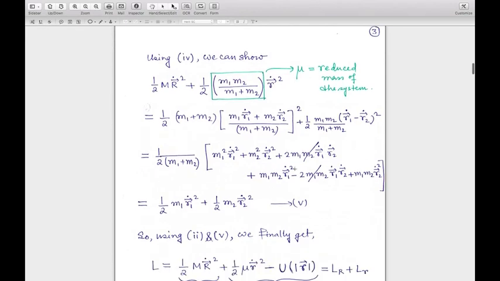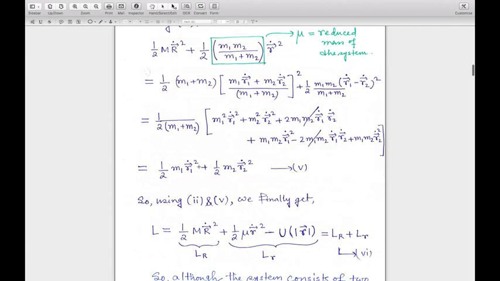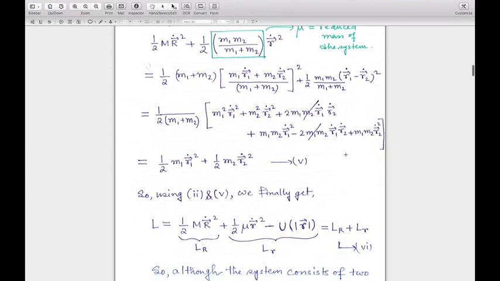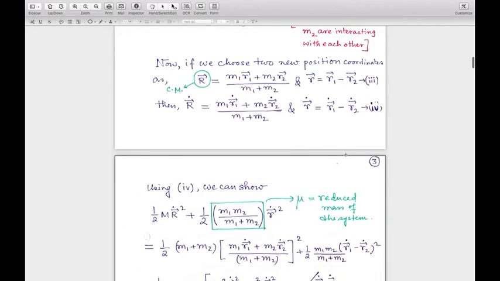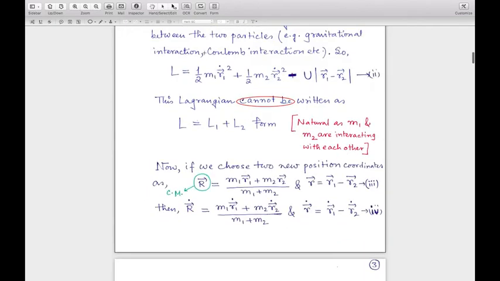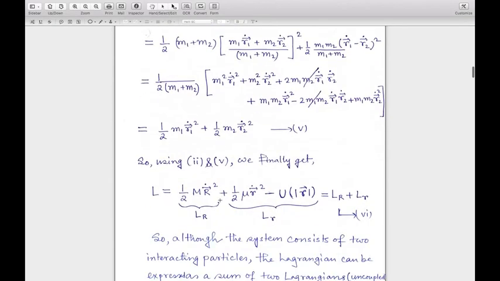Then again expanding, you can see that the cross terms will cancel with each other and you will be left with half m1 r1 dot square plus half m2 r2 dot square, which is the sum of the kinetic energies of those two particles. Now we can simply replace these two terms by these two terms. Then the Lagrangian can also be written as half capital M capital R dot square plus half mu small r dot square minus U.